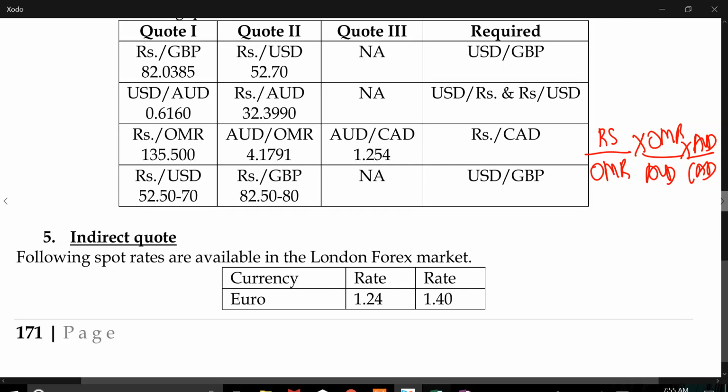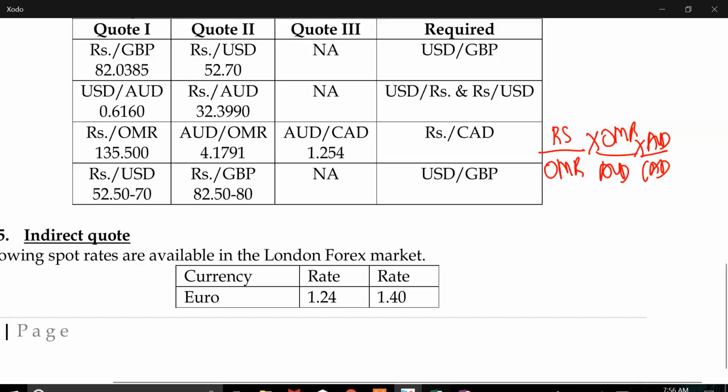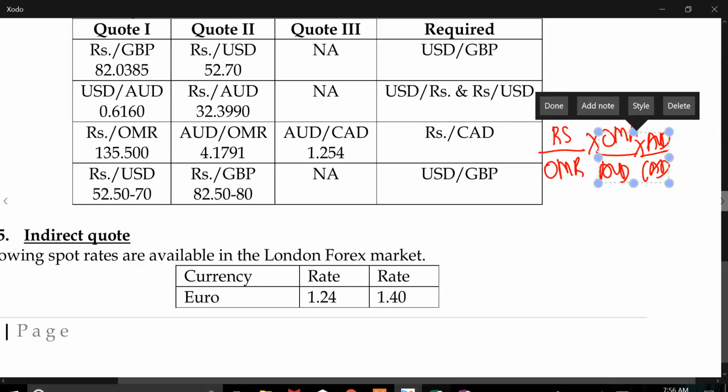So start with the numerator currency. Go to the quotes given. Find the quote which is there. Write it in the denominator. Cancel this by writing again in the numerator. Find the connecting currency. Cancel, connecting, and it goes on. If this is clear, a good part of international finance is over for you.